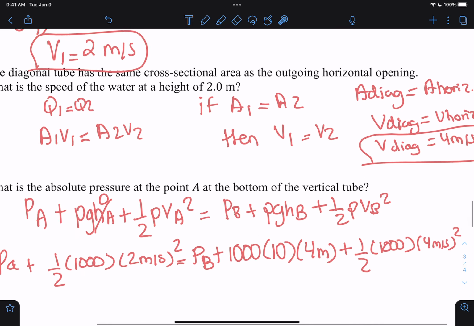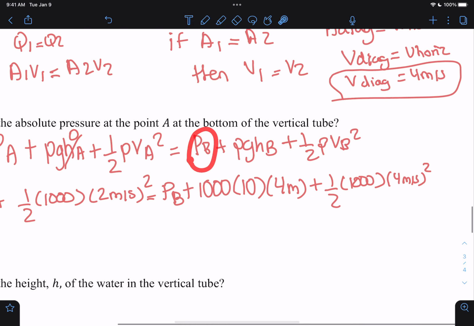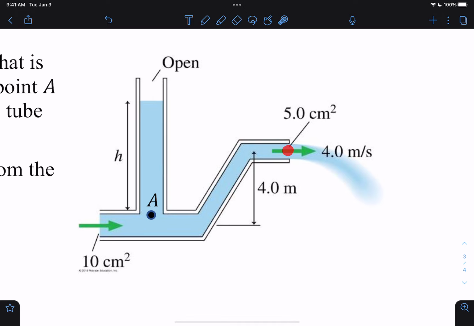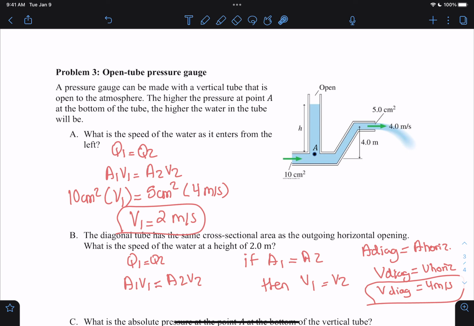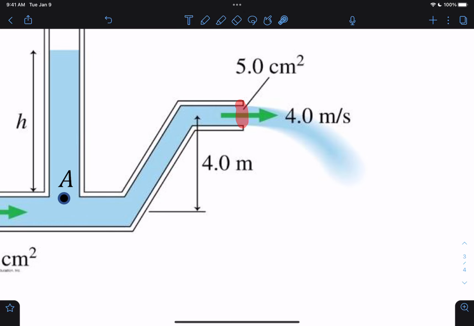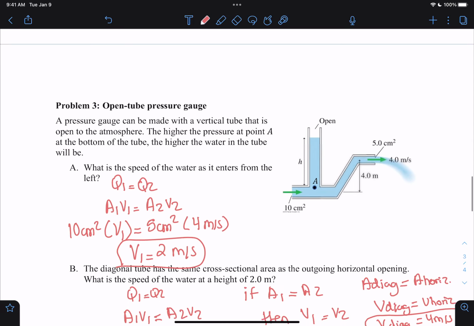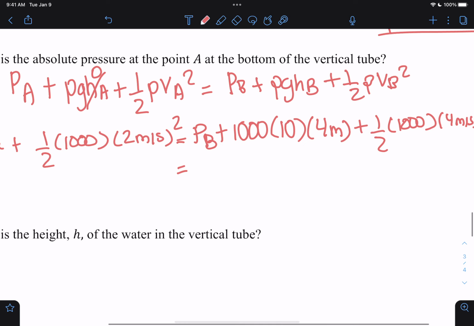So how can we figure out PB, the pressure at point B, right? So that was at the top here of this diagonal tube. Or at least we could maybe say it's here, because here doesn't really make a difference. They're the same height. So right here, if we were to choose that as point B, what would the pressure be at that point? Atmospheric, right? It's in contact with the atmosphere. It's in contact with the air. So this should be that 10 to the 5th pascals that we were talking about.